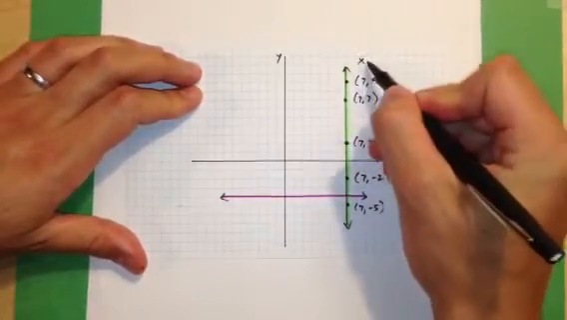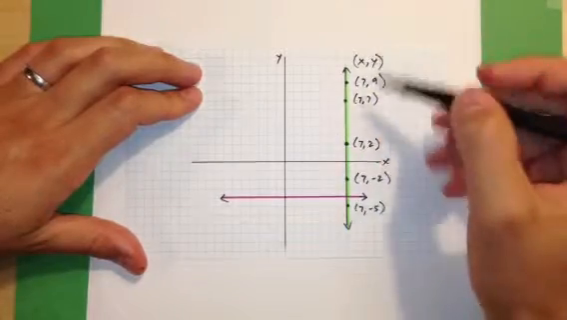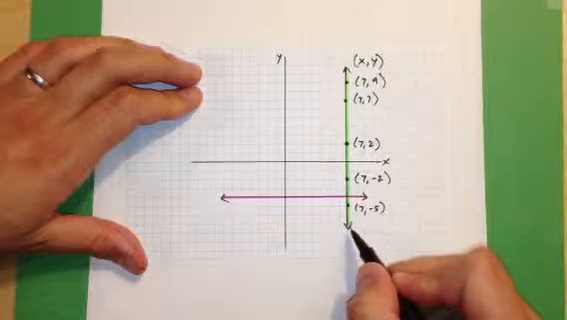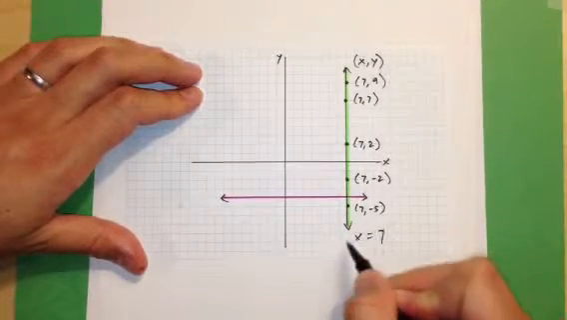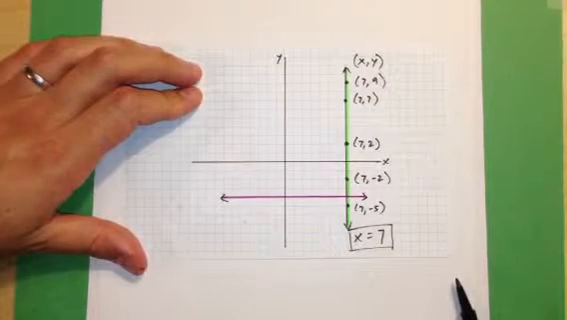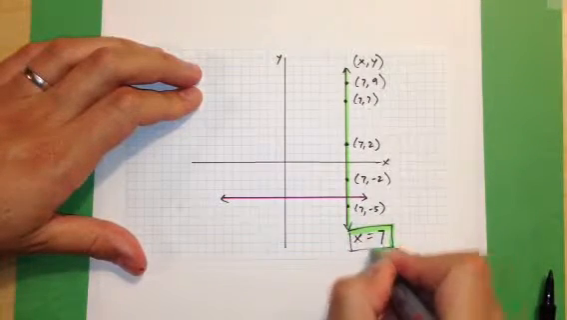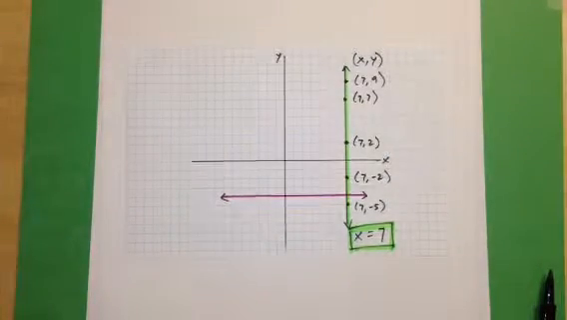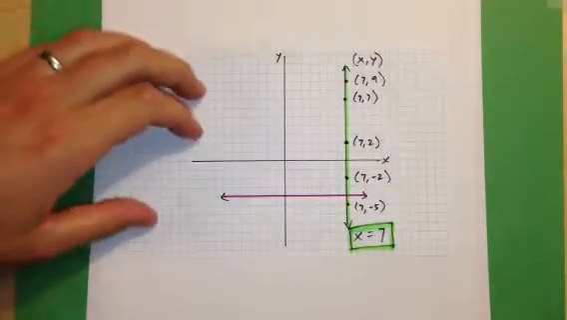The x terms are all the same, because the coordinates are x, comma y. So the equation of my green line is x equals 7. It's as simple as that. The x coordinate is the same for each of the points on the line, so the line is x equals 7.